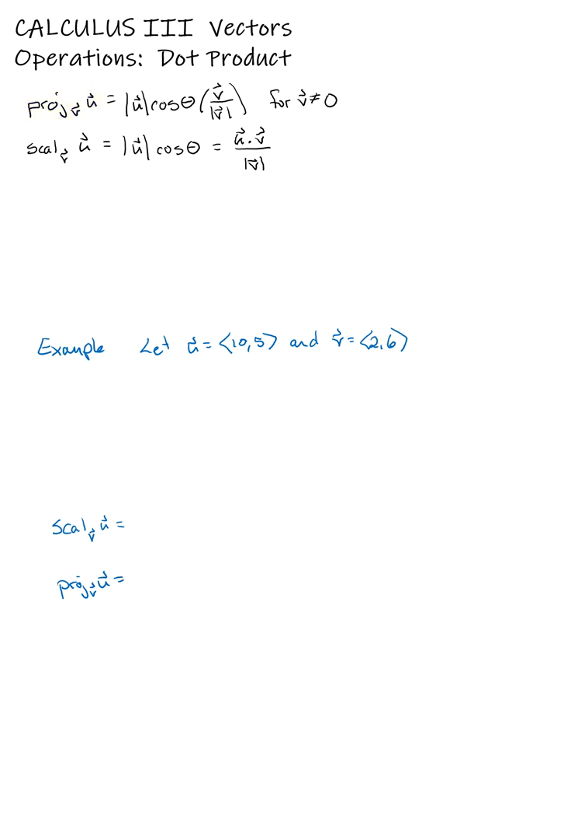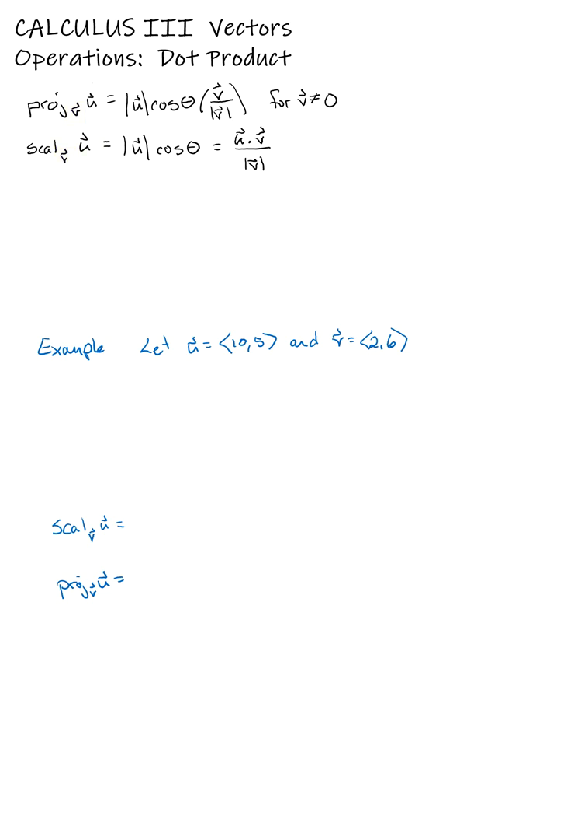The notation for the scalar component of u in the direction of v is here. This is the scalar component of u in the direction of v. Again, notice that we always have that v as the subscript.